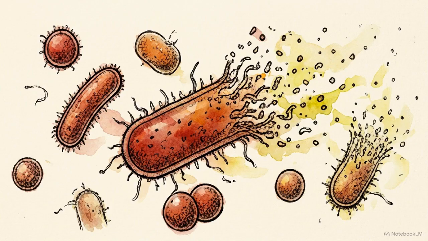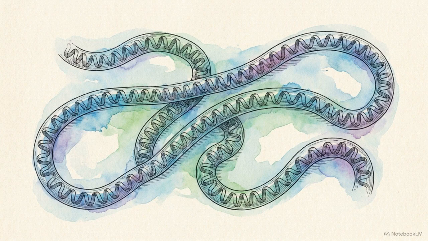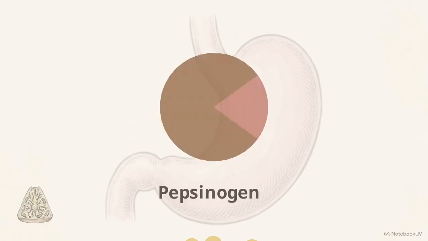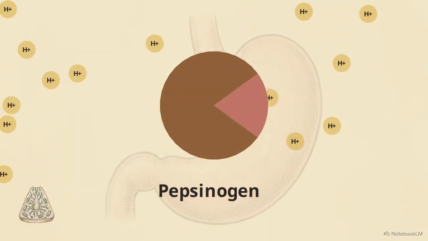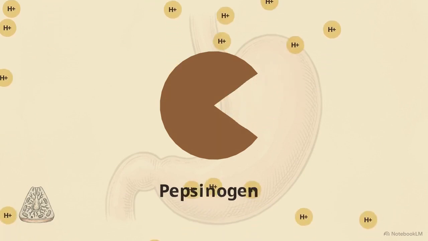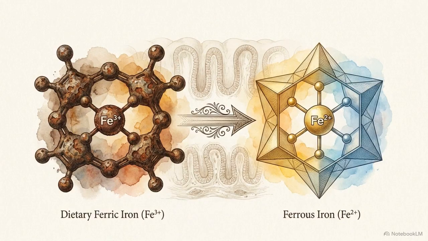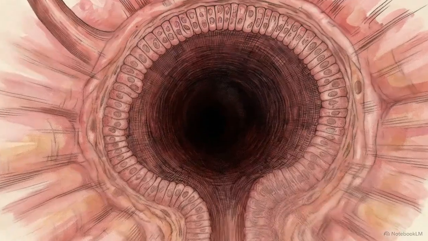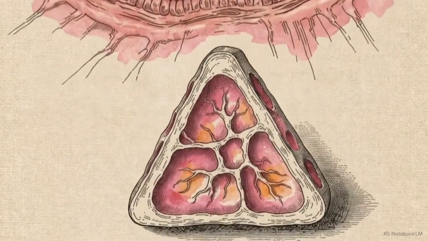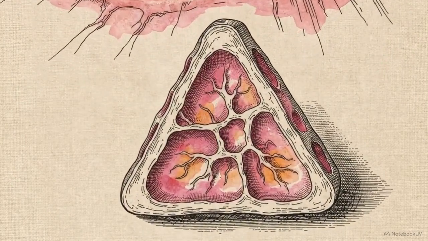This high acidity serves 3 specific functions. It acts as a bactericidal barrier for innate immunity, it denatures dietary proteins to expose their peptide bonds, and it provides the environment required to convert inactive pepsinogen into the active proteolytic enzyme pepsin. This environment also facilitates the chemical reduction of dietary ferric iron into ferrous iron, which is necessary for absorption in the small intestine. Generating this fluid is the responsibility of a specialized cell located deep within the oxyntic glands of the stomach fundus, the pyramidal parietal cell.